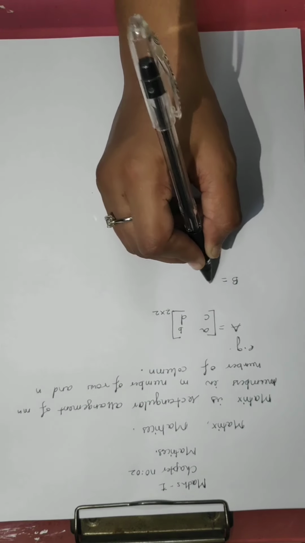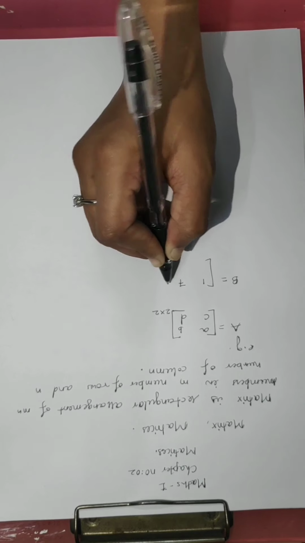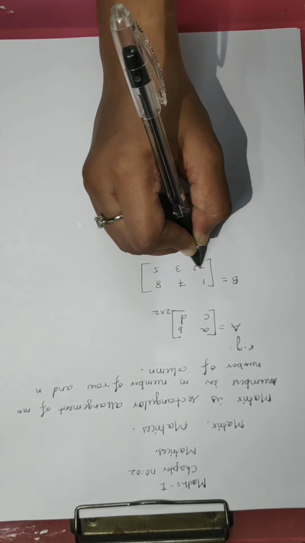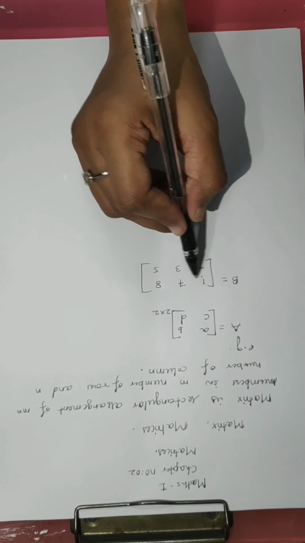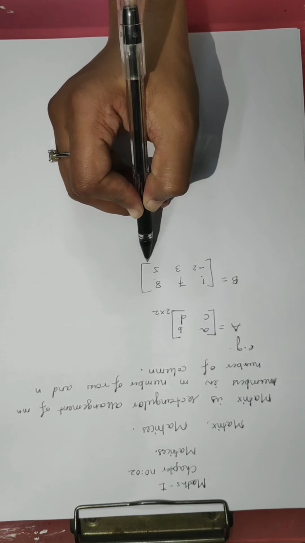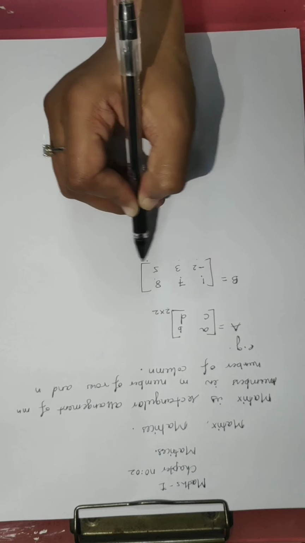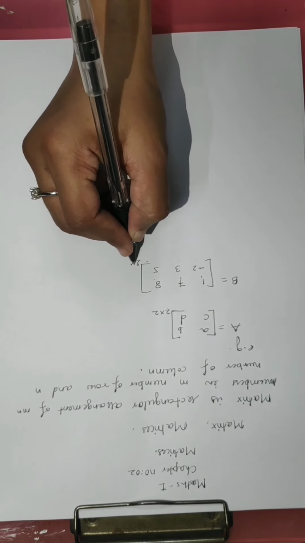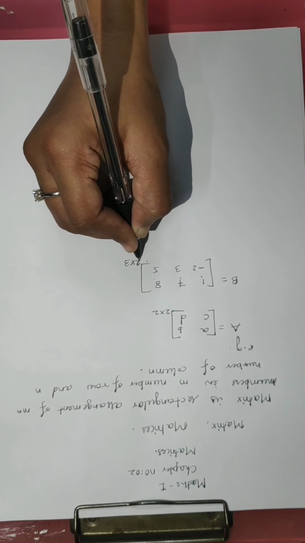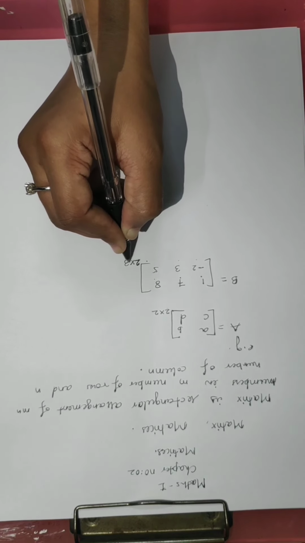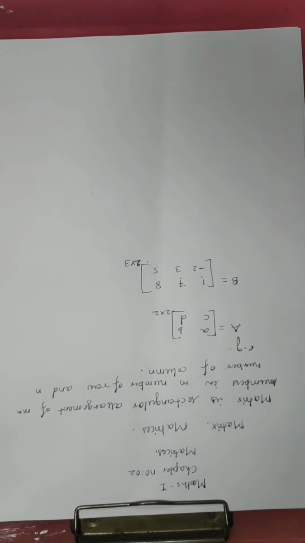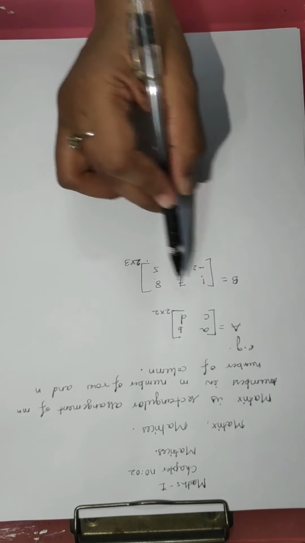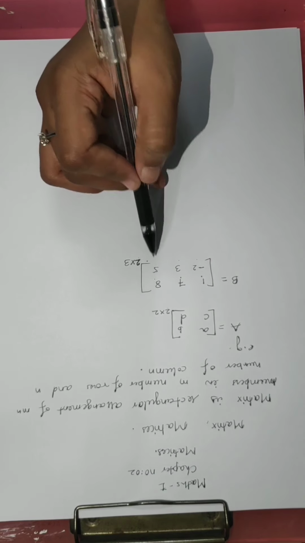One more example. Again, this is a rectangular arrangement of 6 numbers in 2 rows and 3 columns. First we will write the number for rows and second we will write for the columns. So it is nothing but a rectangular arrangement of 6 numbers in 2 rows and 3 columns.